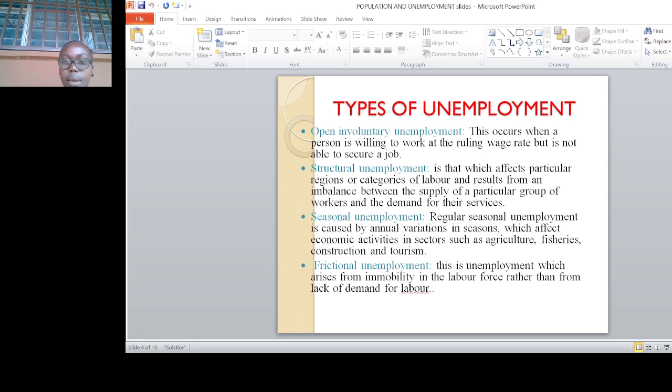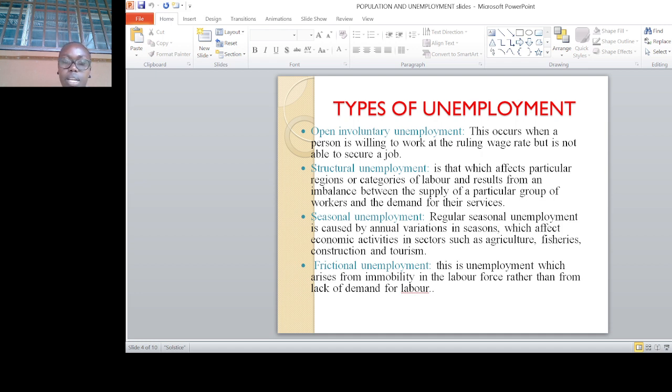and results from an imbalance between the supply of a particular group of workers and the demand for their services. There is also another type, seasonal unemployment, whereby regular seasonal unemployment is caused by annual variations in seasons, which affect economic activities in sectors such as agriculture, fisheries, construction, or tourism.